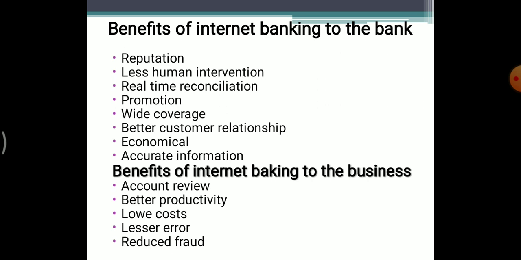So next, accurate information. So information is read electronically. There is no room for human error. So digital records reduce paperwork and make the process easier to handle. So it is also environmentally friendly. So these are all the benefits of internet banking to the bank.